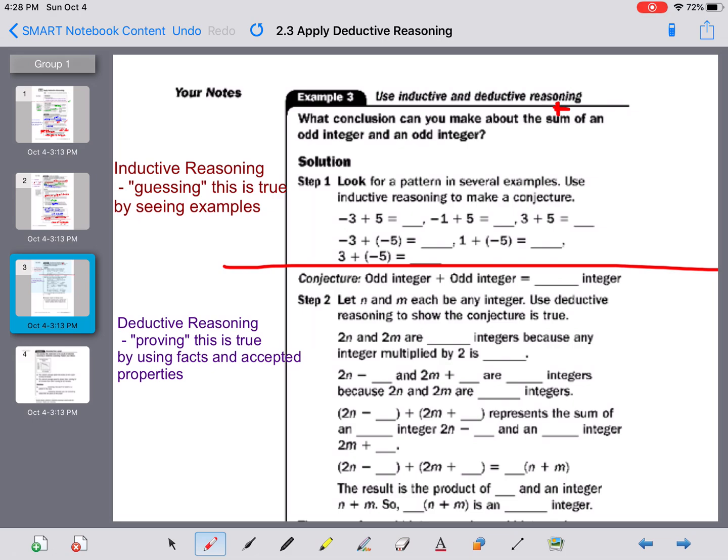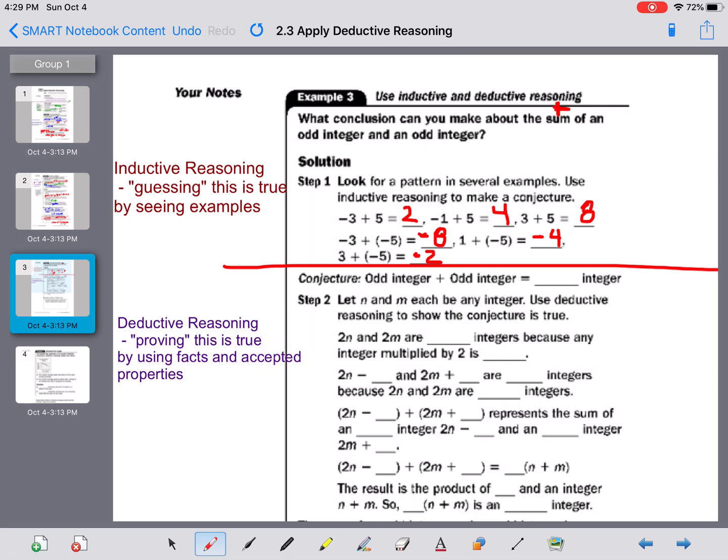When we do inductive reasoning, we're just looking for some patterns. So you can choose some odd integers to add together. They chose -3 plus 5. A negative and a positive, I get a positive 2. They went with -1 plus 5. I get positive 4. They went with 3 plus 5, so 2 positive numbers. I get 8. -3 plus -5, so 2 negatives. I get -8. 1 plus -5, so my bigger number is negative. I get -4. 3 plus -5, I get -2. So they gave me quite a few examples.